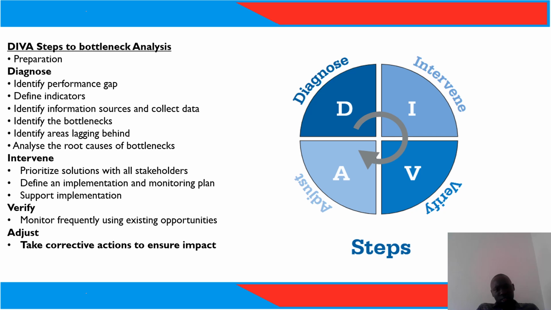Then there's something called DIVA, steps to bottleneck analysis. DIVA, in brief: D stands for diagnosis, I stands for interventions or intervene. Then you look at V, that is verify, then A, just the way you see in the diagram here. These are just steps to bottleneck analysis.